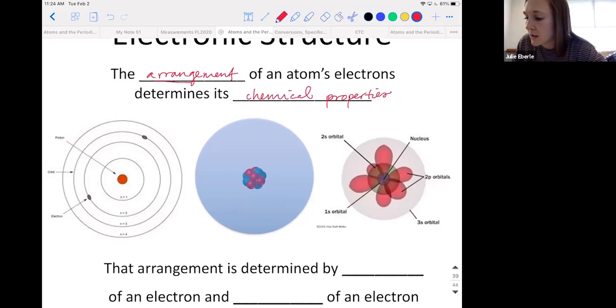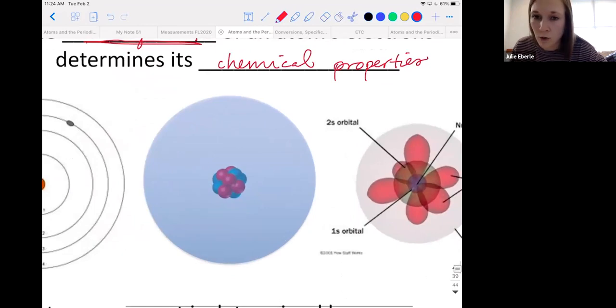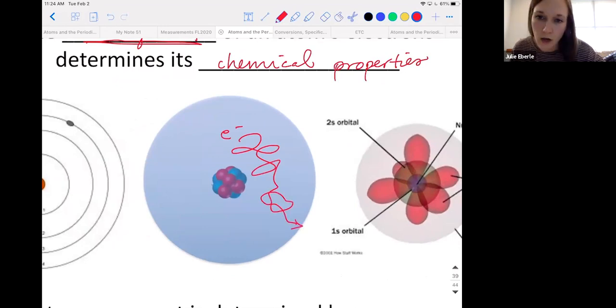So this word arrangement tells us electrons are not free to move wherever they want to go in an atom, okay? For example, if you have this picture, what you might have thought last Thursday when we were talking about this is that electrons are just in here and they literally can just fly around wherever they want to go, okay?